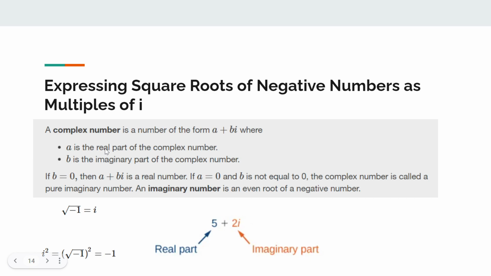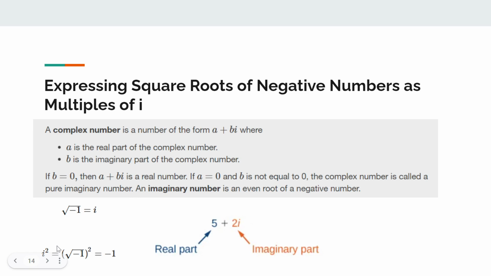And if a is equal to 0 and b is not equal to 0, then the complex number is called a pure imaginary number. An imaginary number is an even root of a negative number. And also, here, we first have to know that i is equal to the square root of negative 1. And so, if we square both sides, we get i squared is equal to, cancelling out the square root sign, negative 1.